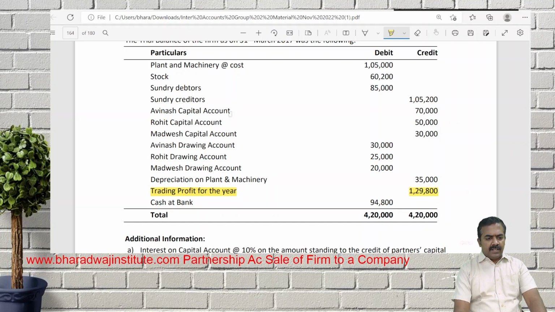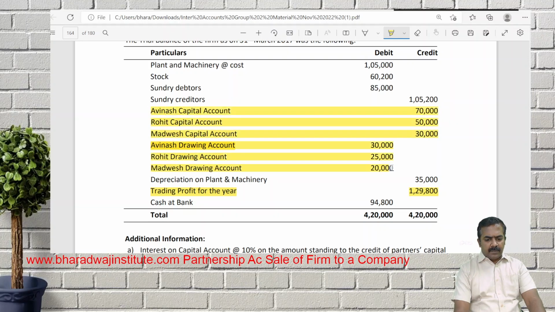மத்த எல்லாமே assets and liabilities இல்லையா? Plant and machinery, stock, debtors. Then we are given capital account of Avinash and Rohit. Okay. ARM கொடுத்திருக்காங்க. அவினாஷோட drawings account கொடுத்திருக்காங்க. ரோஹித்தோட drawings account எல்லாம் கொடுத்திருக்காங்க. All these are adjustments of capital.